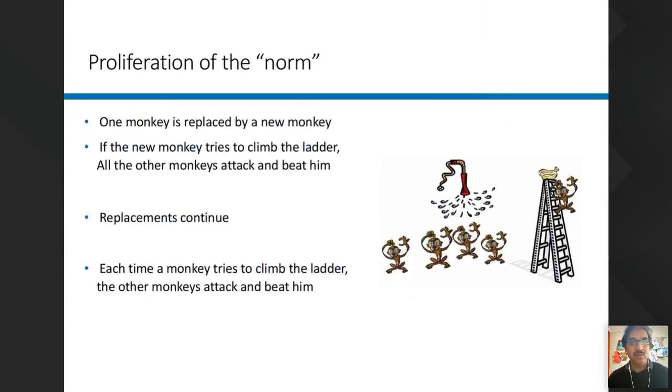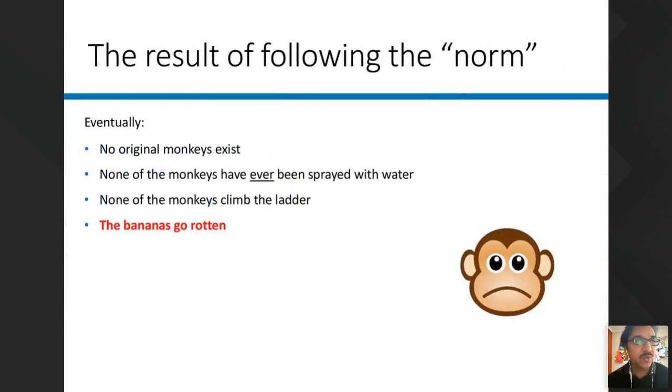Okay. So what they did was, now they replaced one of the monkeys with a new monkey. If the new monkey tries to climb the ladder, all other monkeys attack and beat him. Replacement continues. At some point of time, all the old four monkeys were replaced with new ones. But each time a monkey tries to climb the ladder, the other monkeys attack and beat him. This is kind of the norm being set now. So what happens if you follow the norm?